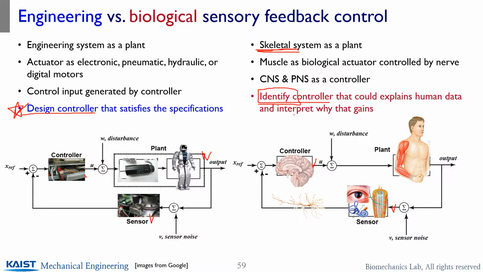Okay, so if the controller that we propose can explain human behavior and human data, and even interpret why that specific controller is used for human posture or human walking, that would be really beneficial to understanding human motion and its control. Okay, so those are the two big differences between the engineering perspective and the biomechanist perspective.